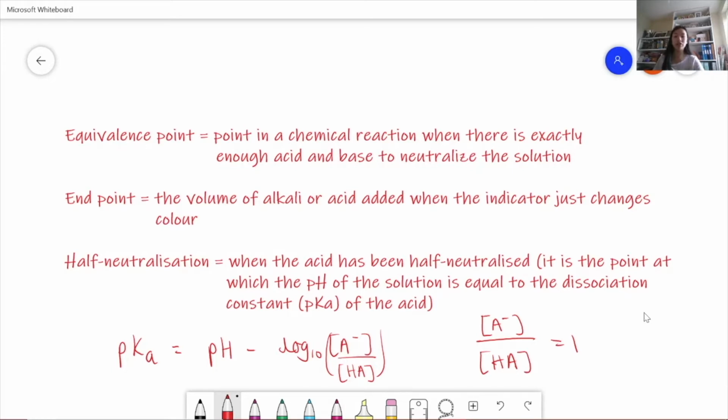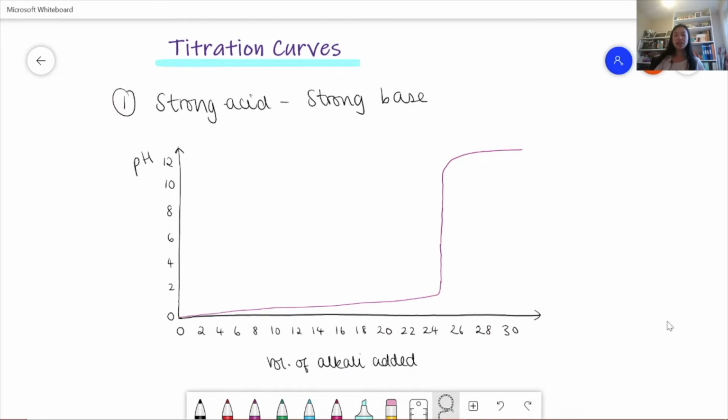to the pH. Now we're going to look at titration curves, and these are curves that we can get from titrating acids with bases. So the first one we're going to look at is when we titrate a strong acid and a strong base. So we've started off with a strong acid and we're adding the strong base to it. So that's why the curve starts off at 0, because it's a strong acid, so the pH is very, very low. And then it gradually increases as we add the strong base.